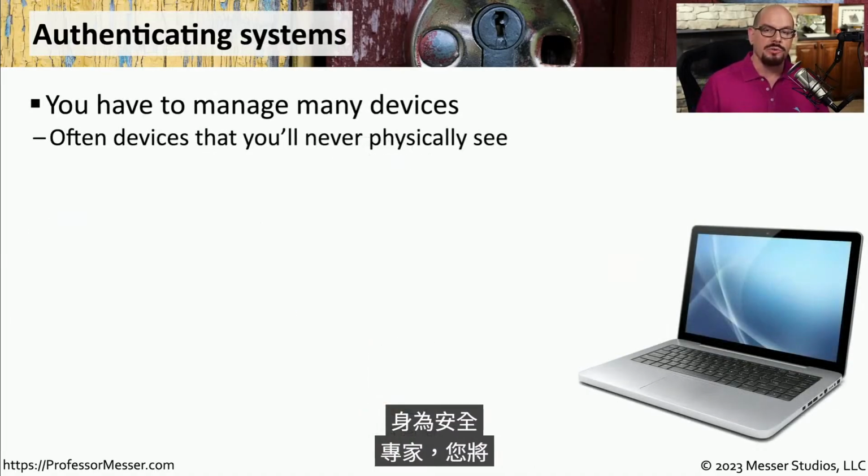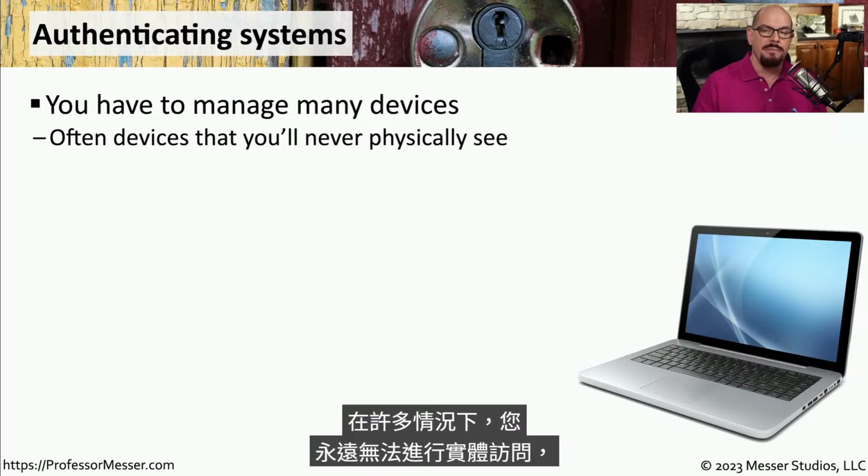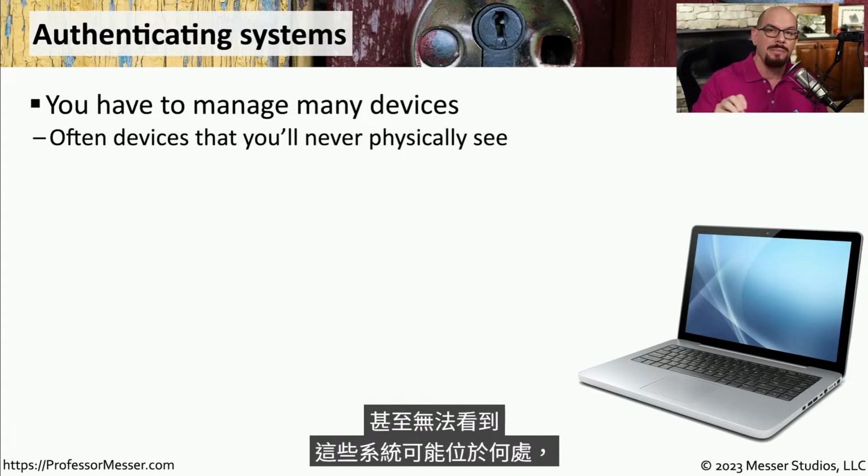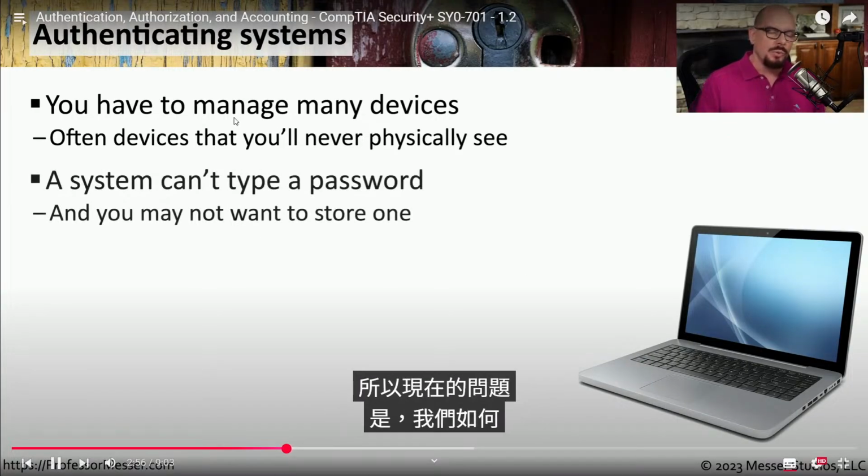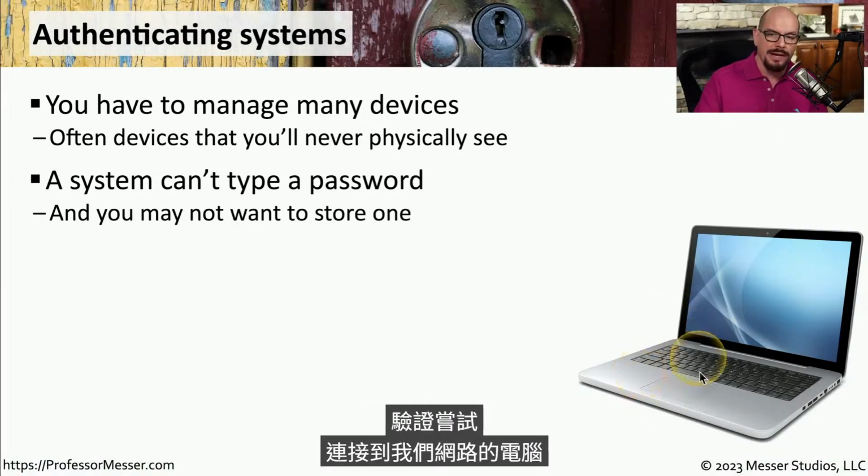As a security professional, you'll be responsible for managing the security on hundreds or perhaps even thousands of separate systems. And in many cases, you'll never have physical access or even be able to see where those systems might be, because they may be located anywhere in the world. So the question now becomes, how can we verify that a computer trying to connect to our network is a computer that's authorized to be on our network?